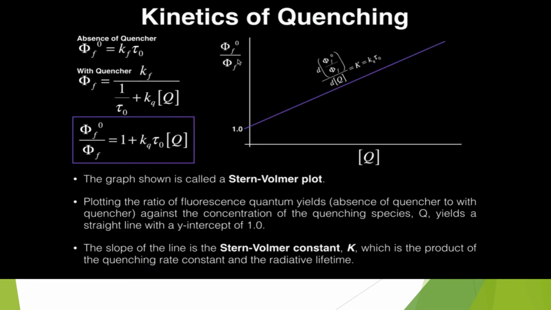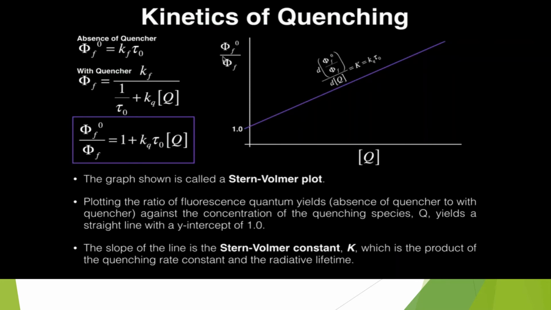So what is this thing on the y-axis? Let's break it down. This Greek symbol is our quantum yield of fluorescence. And what does the zero mean? This numerator is the fluorescence quantum yield in the absence of a quencher. That's what the zero means. There's no quencher. And that has the expression: the rate constant of the fluorescence times the radiative lifetime of that particular species. That will give you the fluorescence quantum yield in the absence of the quencher.